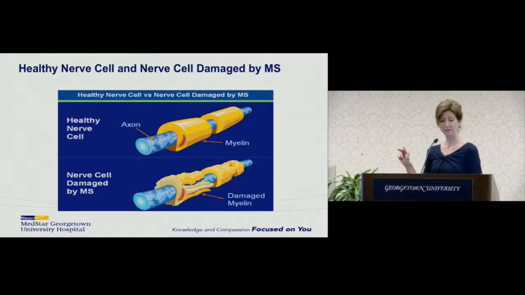Above, you see the healthy nerve cell, and then below you see where the myelin's been damaged. And the myelin can be repaired. Sometimes, though, the myelin is damaged to the point where the underlying nerve is damaged as well.